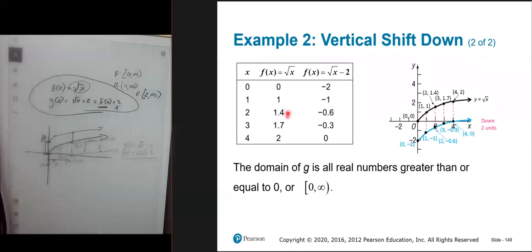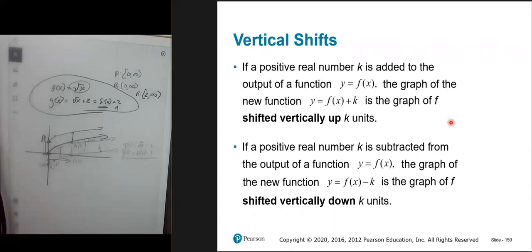So this table shows that we're subtracting 2 from each of these y values. So these are the new y values that go with the old x values. So everything got shifted downward. So it's the same graph, but instead of going up, you're going down. The domain didn't change, but the range did. So now my lowest y value is -2, and it goes up from there. So that's why it's the interval from -2 to infinity, including -2.